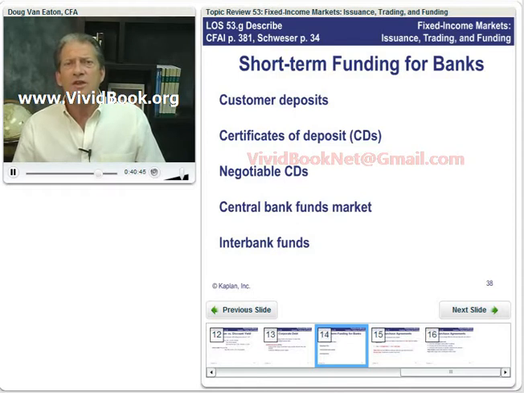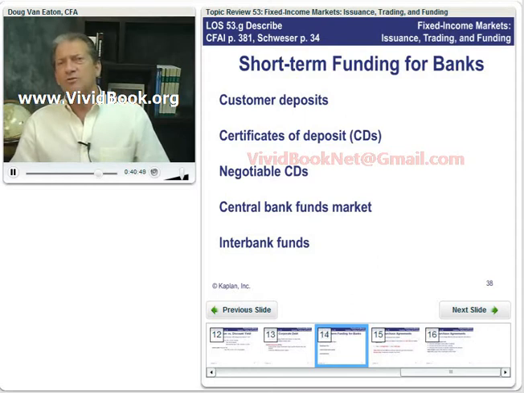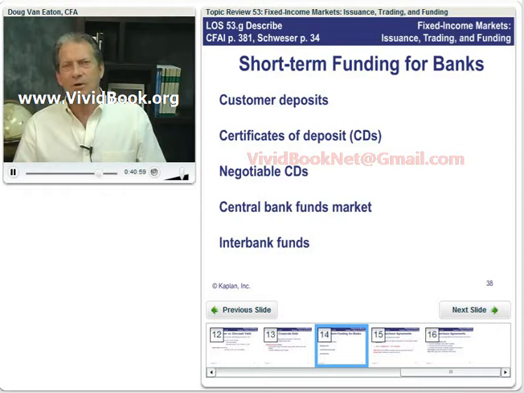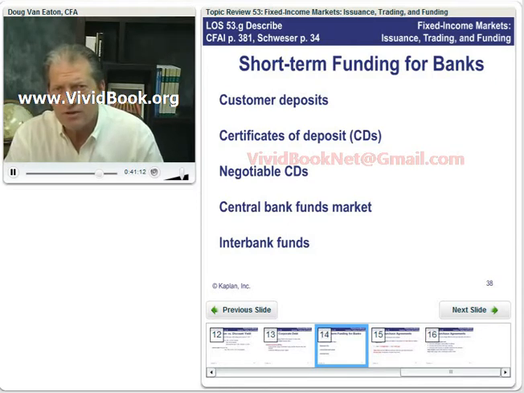Then there is the central bank funds market. That's where the central bank loans reserves to member banks. The central bank in the U.S. lends at the discount rate to member banks. So if they want to expand their loan volume but need more reserves to support that, they can borrow those from the central bank, and that's the central bank funds market.